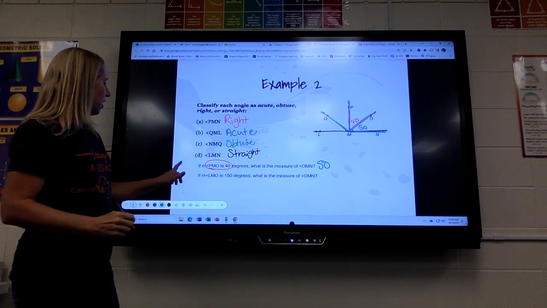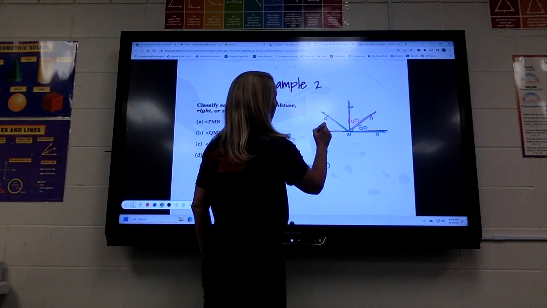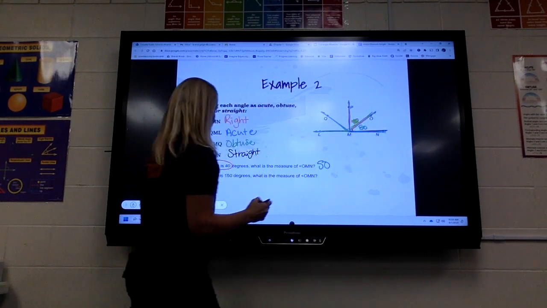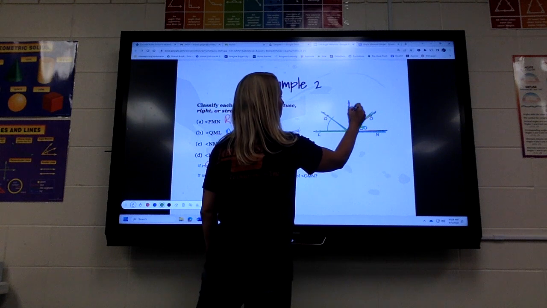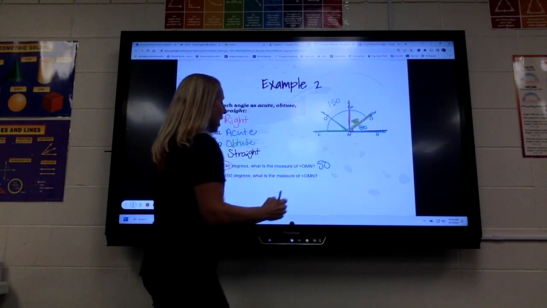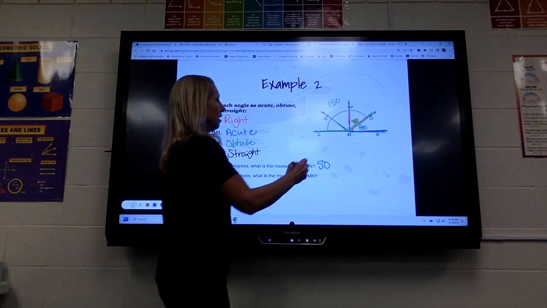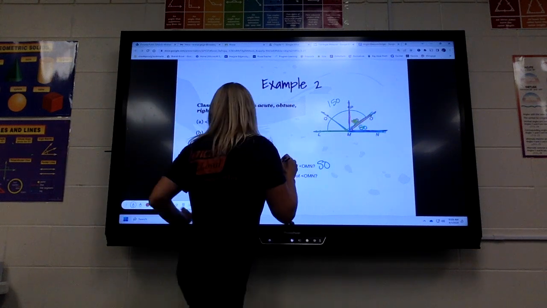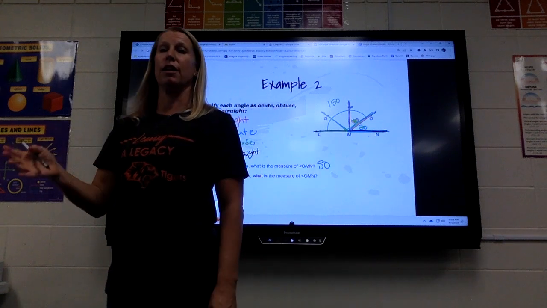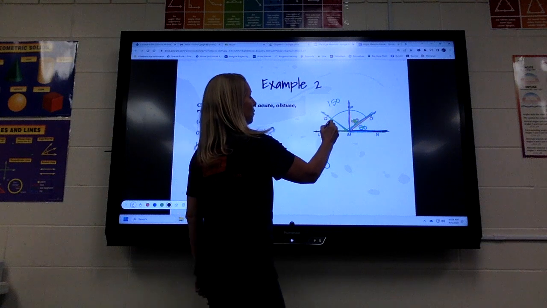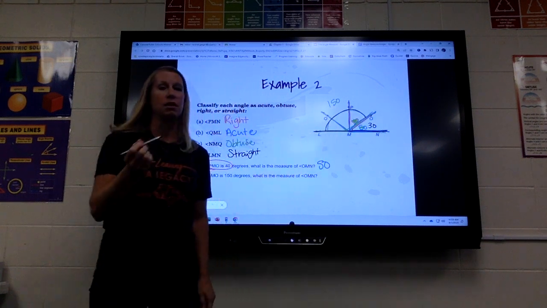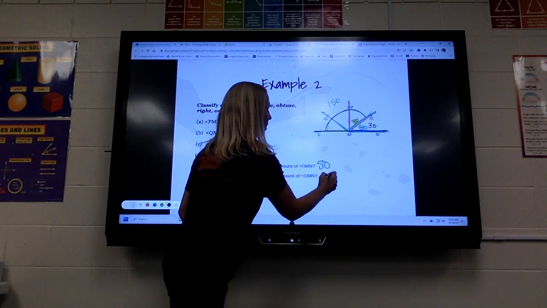But what if angle LMO, so this doesn't exist anymore, LMO is 150 degrees. That whole angle is 150 degrees. Now what's OMN? Well, this is a straight angle, which has to be 180 degrees. So if I know that's 150, then this would have to be 30, because 150 plus 30 will equal 180.